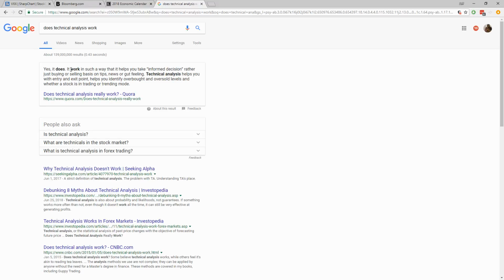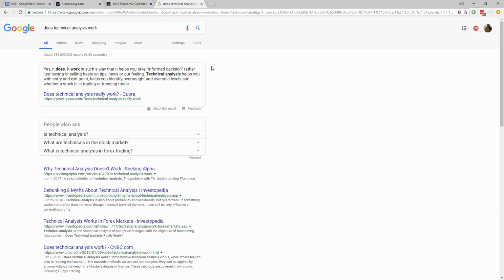Yes, it does. It works in such a way that helps you make an informed decision rather than just buying or selling based on tips, news, or gut feeling. Technical analysis helps you with entry and exit points. The English here is not that great. Helps you identify overbought and oversold levels and whether a stock is in trading or trending mode. That's actually a pretty good definition, or pretty good assessment. Does it work? Yeah, it helps you make an informed decision, right? If that's what you're looking for from technical analysis, to make an informed decision, yeah, absolutely technical analysis works.